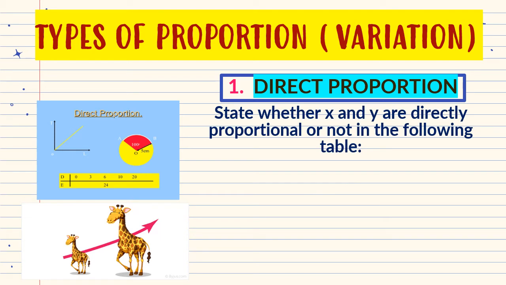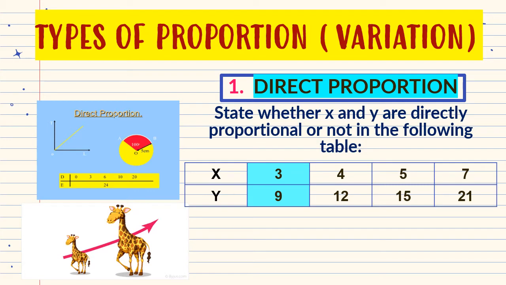State whether x and y are directly proportional or not. In the following table, this will be our value of x and the value of y. So we will check the first column, 3 over 9. Get the lowest term: 3 divided by 3 is 1, 9 divided by 3 is 3.